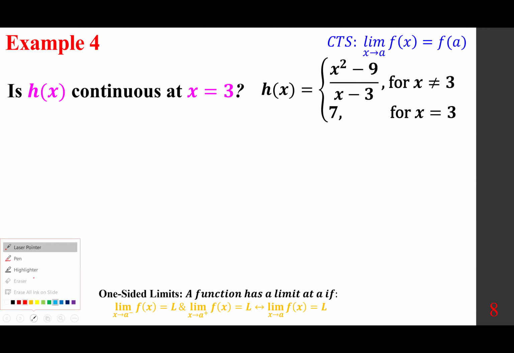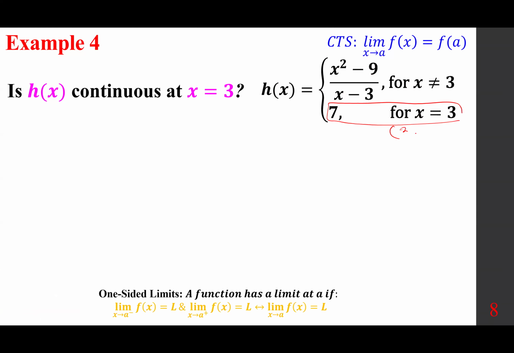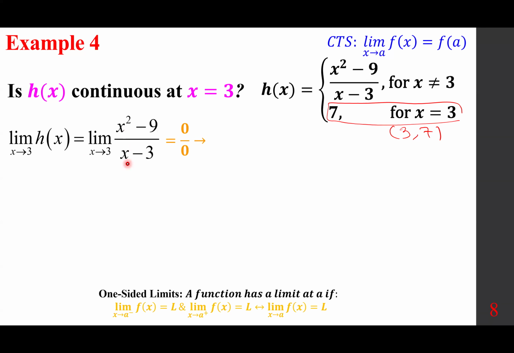Before we continue, I want to make sure we understand the meaning of this: the pair 3, comma 7 is on the graph. So you take a limit of this expression, and the first thing you do is plug in. If you plug in 3, this becomes 9 minus 9, and this becomes 3 minus 3, which is 0 over 0, an indeterminate form that requires your algebraic techniques to finish the job.